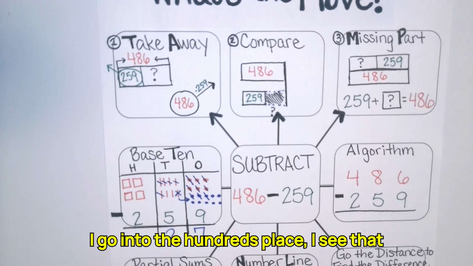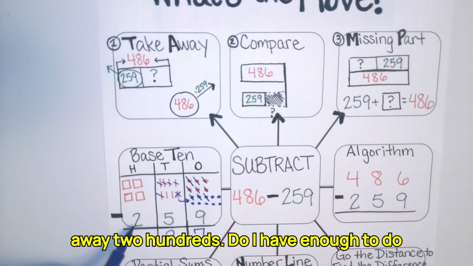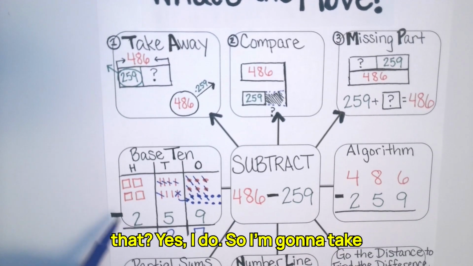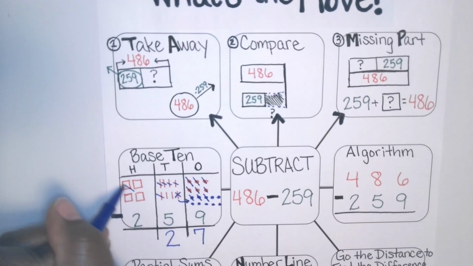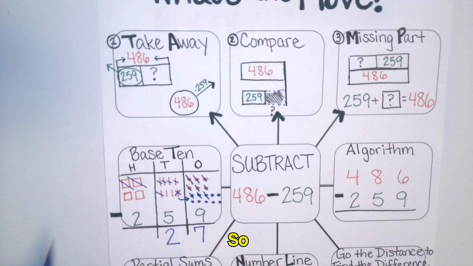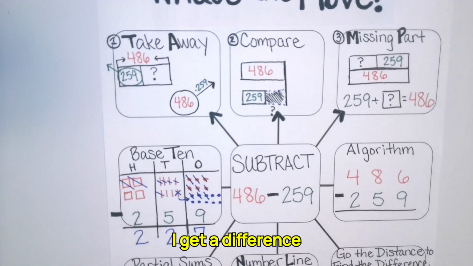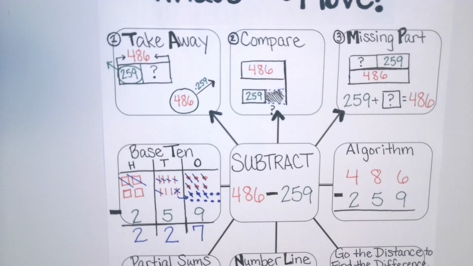And then I go into the hundreds place. I see that I have 4 hundreds and I need to take away 2 hundreds. Do I have enough to do that? Yes, I do. I'm going to take away 2. 1, 2. And then as you can see, there are 2 without a slash through. So those are my 2 hundreds that are left over. So I get a difference of 227.